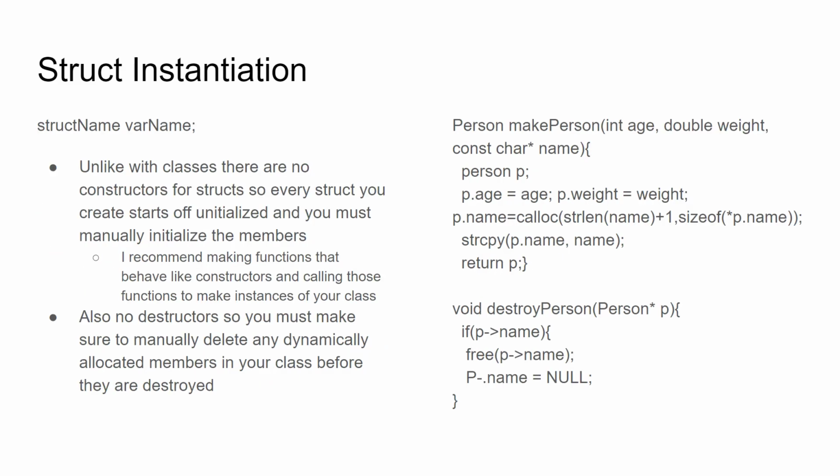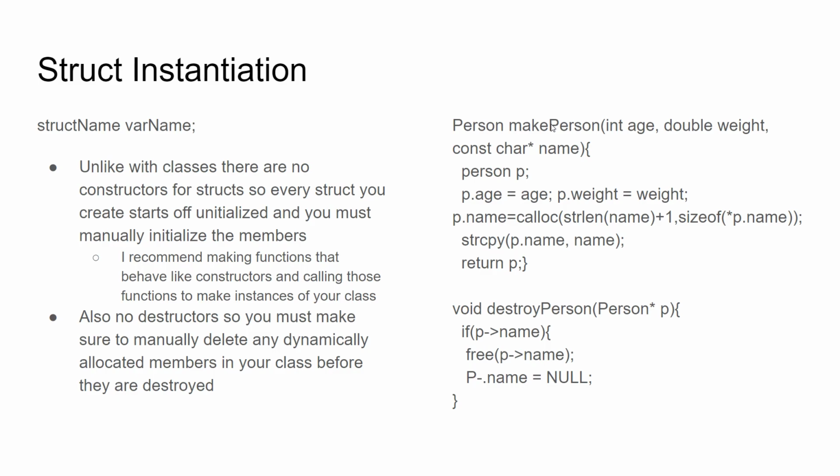So when you want to instantiate an instance of your struct, you just say whatever the name of your struct is, and then the variable name that you want to give it. You can have arrays of structs. You can have pointers to structs. You can dynamically allocate structs. You can dynamically allocate arrays of structs. They're no different than any other type. But there are no constructors for structs, so every struct you create starts off uninitialized. Its values are I don't know what. They're not defaulted to anything. Because of that, you have to make sure that you manually initialize all the members before you use it. I might recommend writing functions that are like constructors to build these objects and then calling them to make sure they get created the right way. And then again, there's also no destructors, so any space that you create is going to have to be manually deleted before the struct goes out of scope.